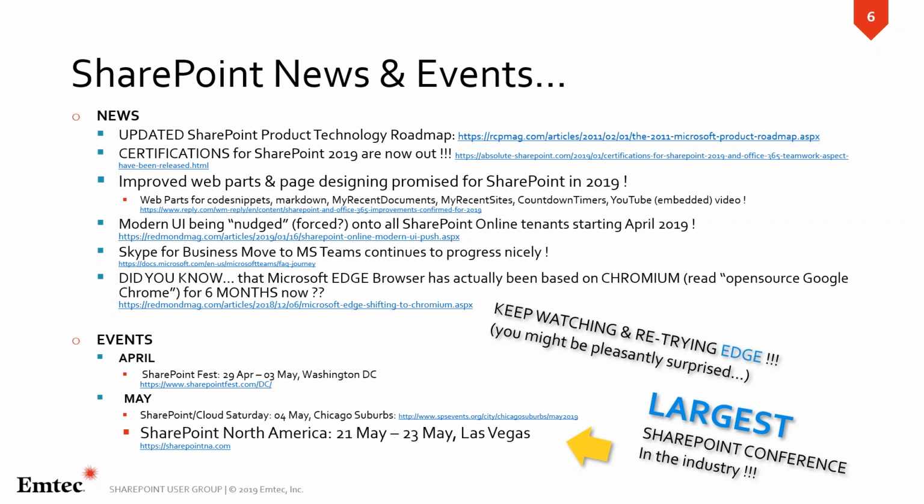Next on the items here, the modern UI is being nudged, i.e. forced into all SharePoint Online tenants starting in April 2019. Can you still get out and go back to the classic? Yes, but you got to work at it these days. The default behavior is this modern UI, so don't be surprised if you're the admin in your organization and you start seeing people say, hey, what happened to classic? It's all got pushed into the modern UI. You need to go and find out more about it. Click on the link there. Skype for Business continues to move to Microsoft Teams. There's a lot of stuff going on there to make that all happen.